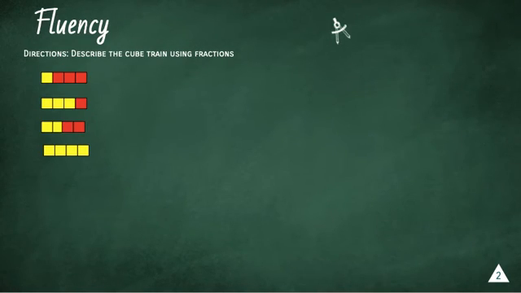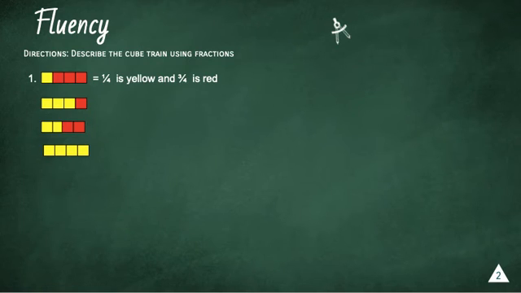Now let's do some fluency. Describe the cube train using fractions. Let's look at the first one. There is one yellow cube and 3 red cubes. If you guess that 1/4 is yellow and 3/4 is red, you are correct.